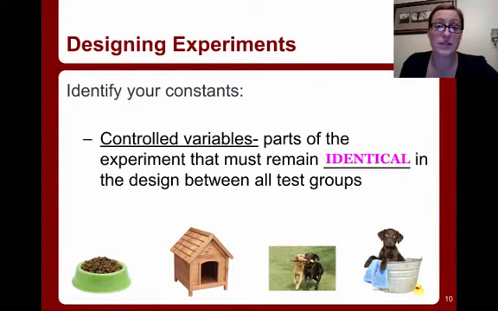These are aspects of an experiment that need to be the same between all test groups. So the idea is you want to test one independent variable at a time. So all we're looking at to make different between these groups is the fact that this group has a dog collar on and this group does not.